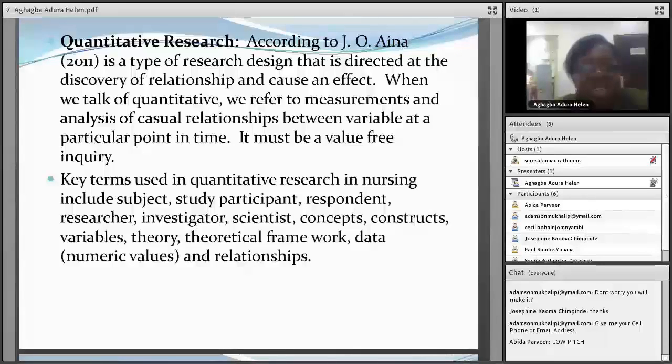Key terms used in quantitative research in nursing include subject, study, participant, respondent, researcher, investigator, scientist, concept, constructs, variables, theory, theoretical framework, data as numeric values, and relationship.